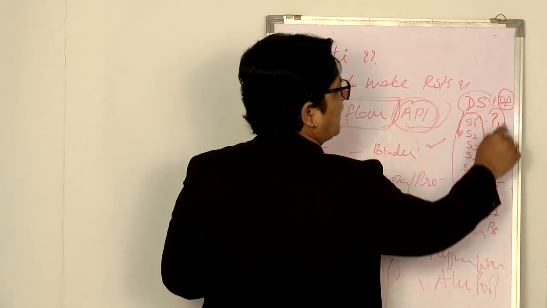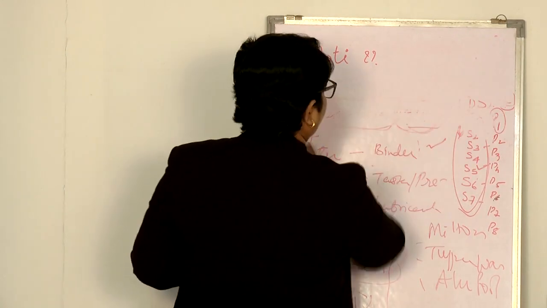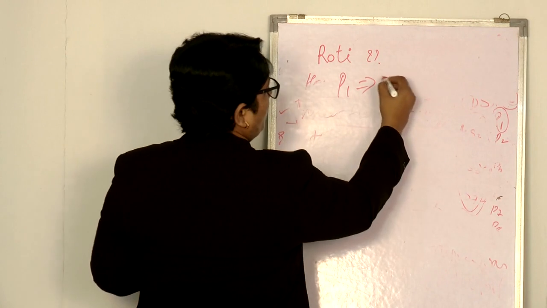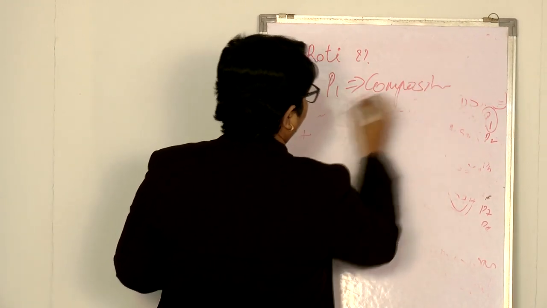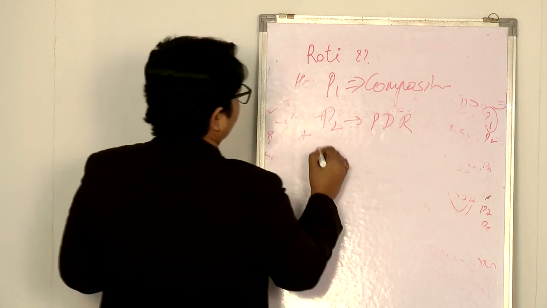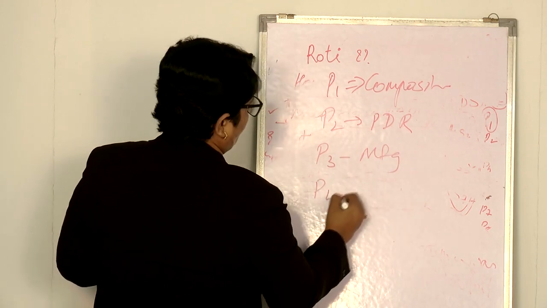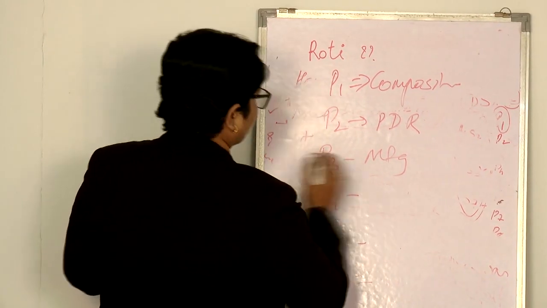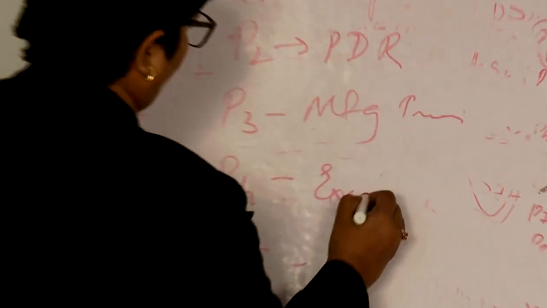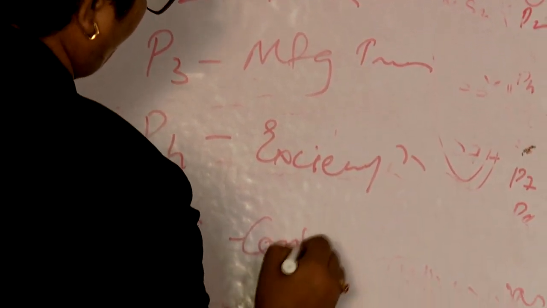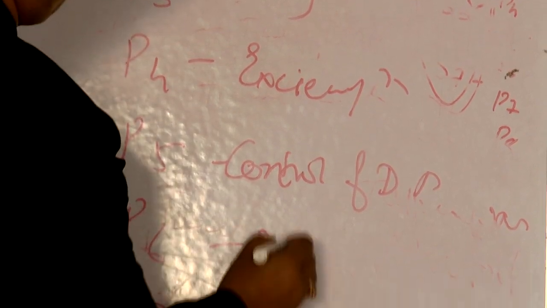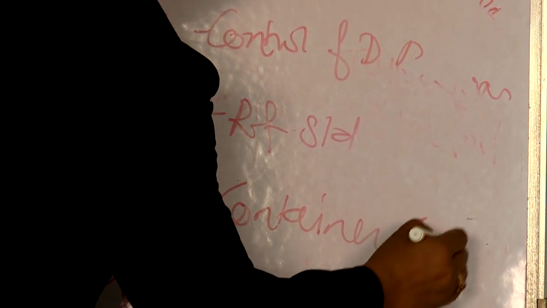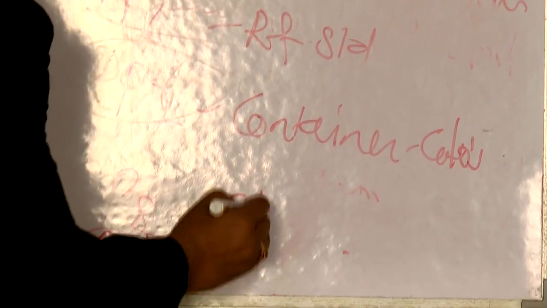Now coming to the P part, correct? In the P part we have to discuss from P1 to P8. If you apply the same logic, what is P1? P1 is composition, P2 is PDR, P3 is manufacture, P4 is what? P5, P6, P7, P8. Manufacturing process, then excipient, then control of drug product, then reference standard, then container closure system, that is packaging material, right? Container closure system, then the stability.